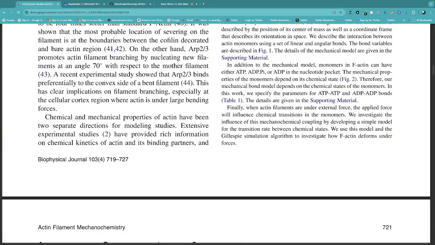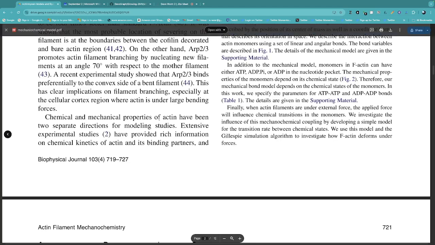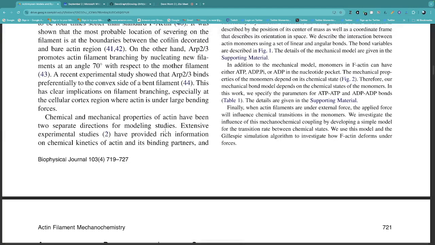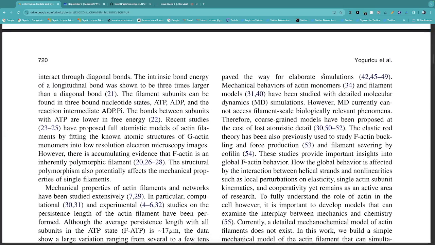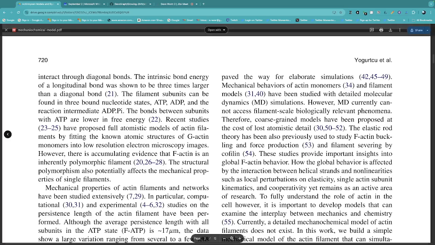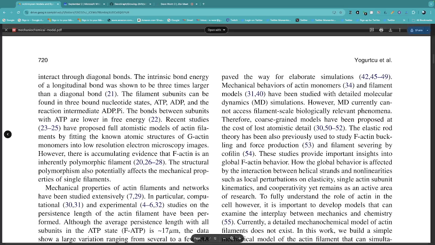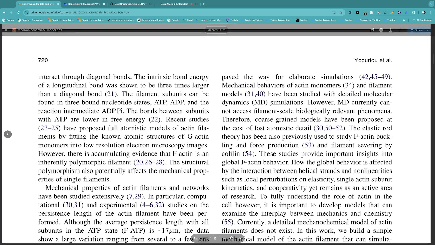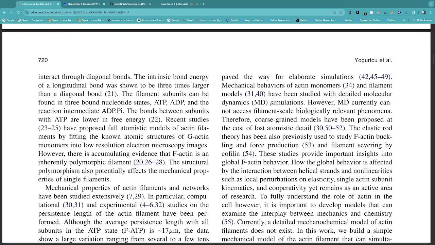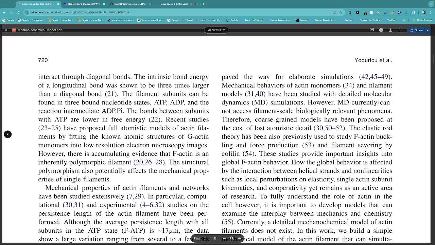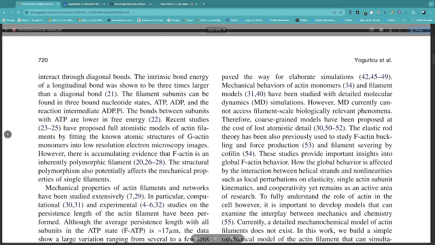So there's this part in the paper where they talk about the chemical and mechanical properties of actin having been characterized in modeling studies in two different ways. A lot of experimental studies provide rich information on chemical kinetics of actin and its binding partners. And this has paved the way for elaborate simulations shown in citation 42 and then 45 through 49. Mechanical behaviors of actin monomers and filament models have been studied with detailed molecular dynamics simulations, so MD simulations used for this purpose. However, MD simulations currently cannot access filament scale biologically relevant phenomena.